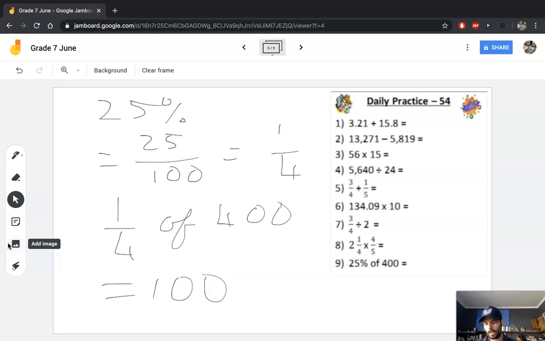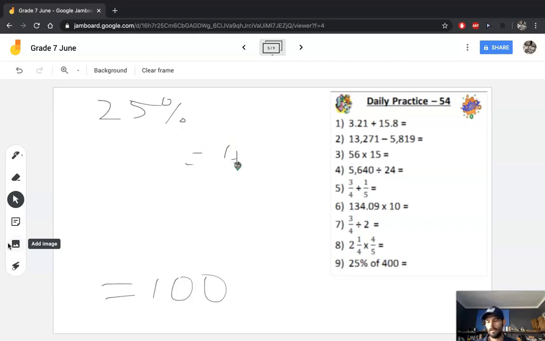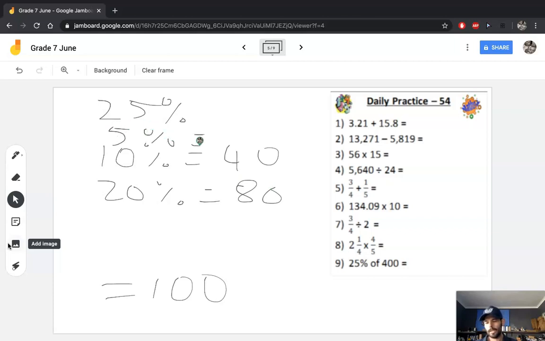Alternatively, if you hadn't recognized that 25% is a quarter, that's not a problem. You could have found 10% of 400 equals 40. Therefore, 20% is double that, 80. If 10% is 40, then 5% is going to equal 20. And if I put 20% and 5% together, that's 80 and 20. And again, that gives me 100.